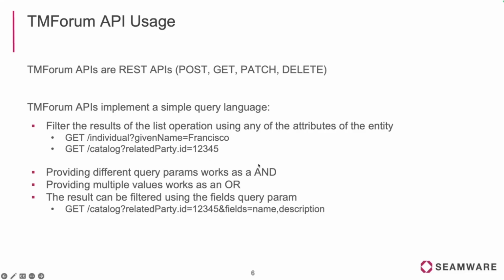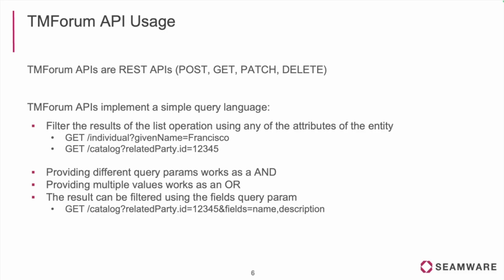objects when querying. You need to take into account that if you provide different query params to the query, this is going to work as an AND query. So both of them need to be satisfied at the same time in the same entity. But if you provide multiple values for a particular attribute, for example, here it may be givenName Francisco, comma, Alejandro, then this will work as an OR. So it will give you all the entities of Francisco and all the entities of Alejandro.